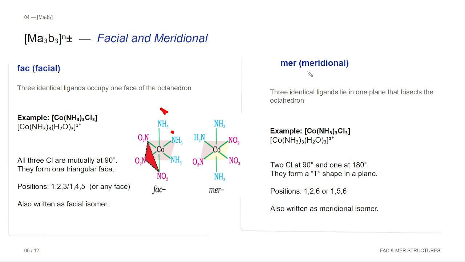Next one is meridional. Here 3 identical ligands lie in one plane that bisects the octahedron. The angle between two ligands is 90 degrees and between the next is 180 degrees. See here the amine 1, 2: the angle is 90 degrees, and from here to here 180 degrees. The positions 1,2,6 and 1,5,6 are meridional positions.